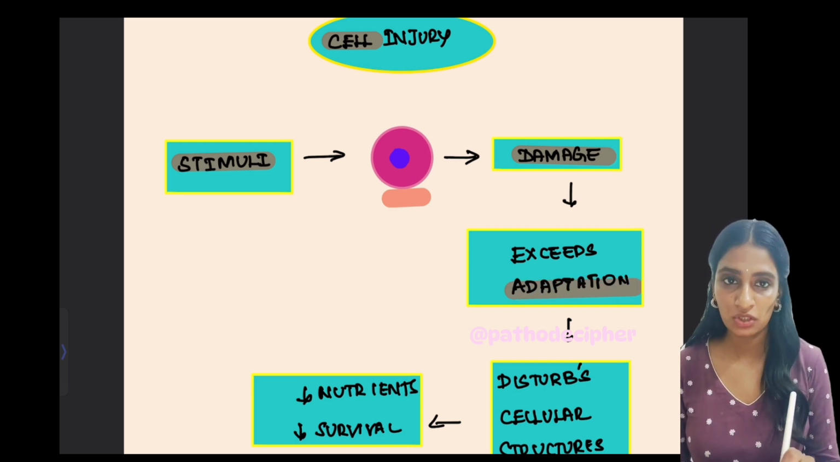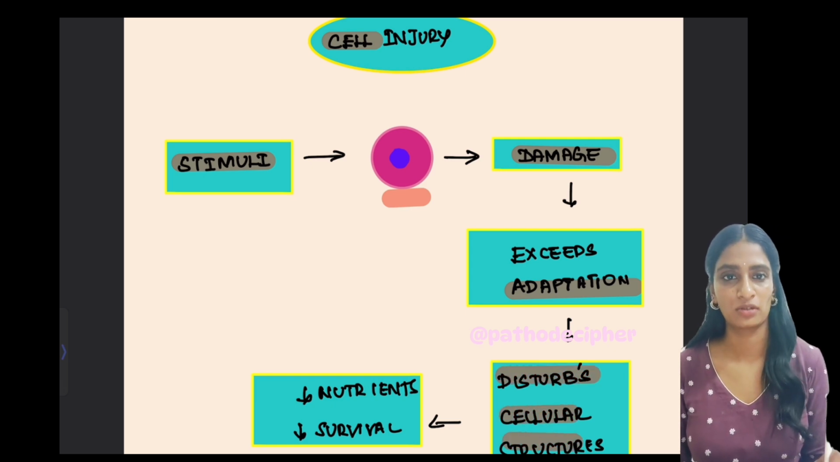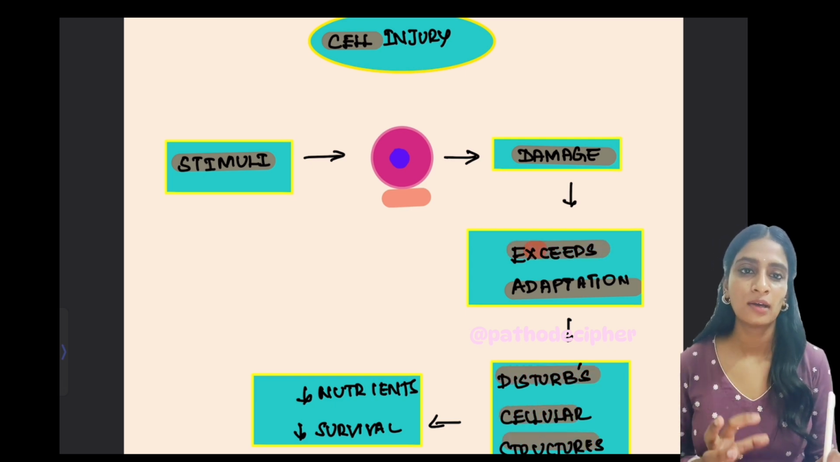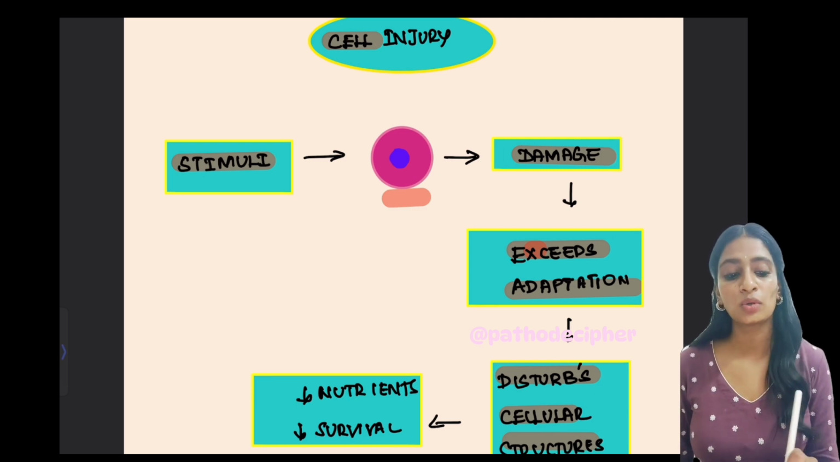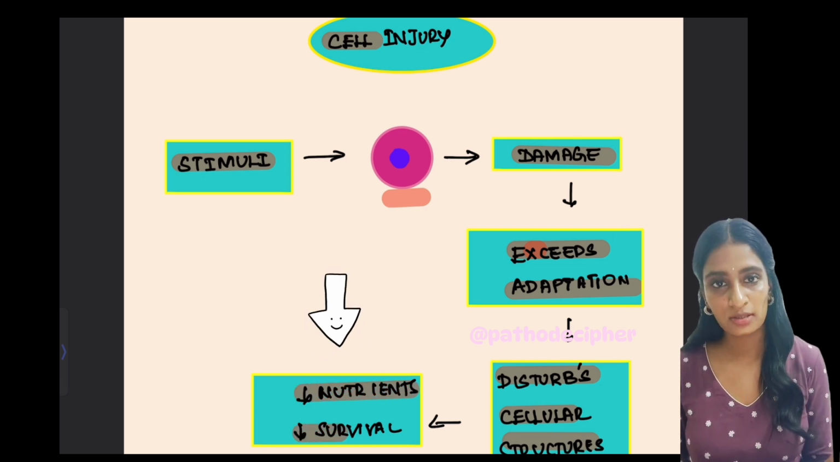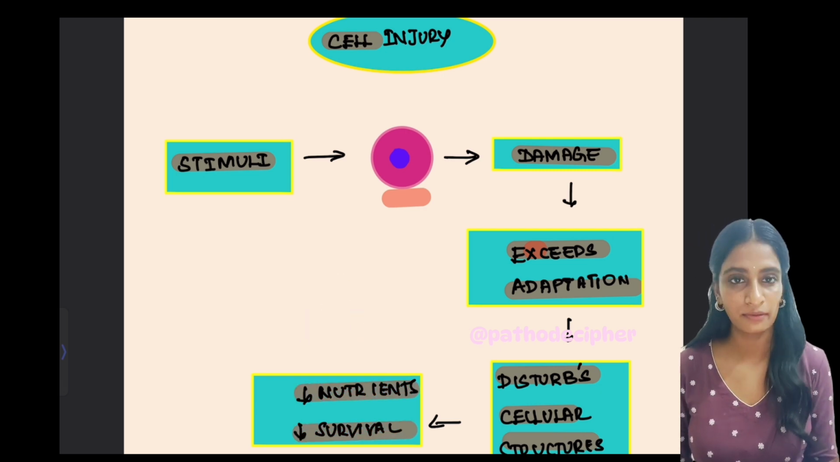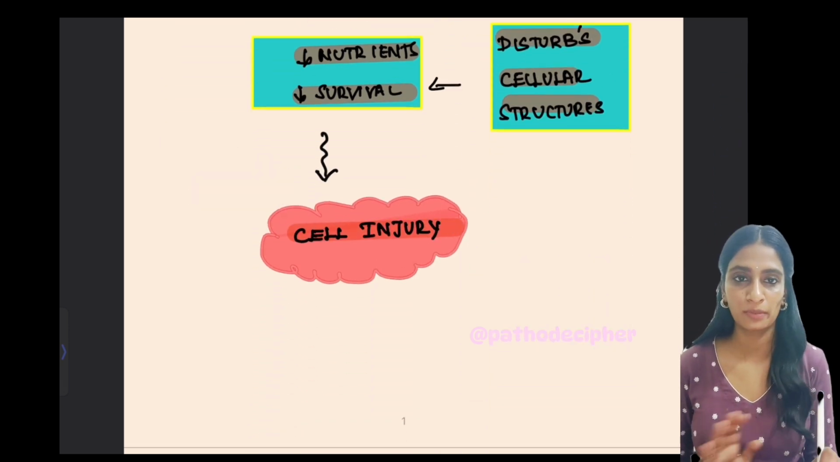Once the adaptation happens, if it is exceeded, the stimulus keeps on damaging the cell, and the adaptation cannot reverse the cell damage. So ultimately it will disturb your cellular structures. Once the cellular structure is disturbed, it will decrease your nutrients and also the cellular survival, and ultimately it will lead to cell injury. You understood the basic concept?